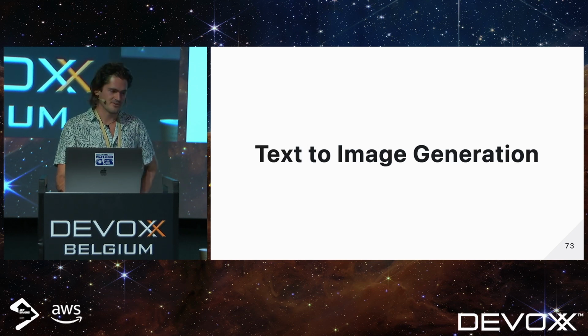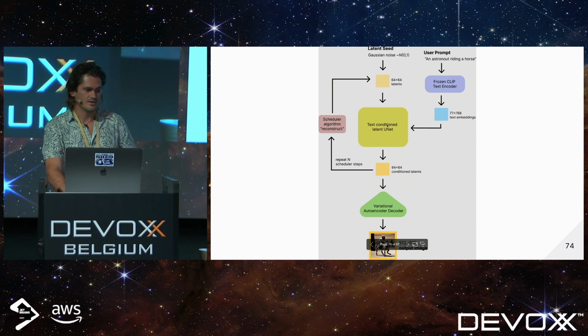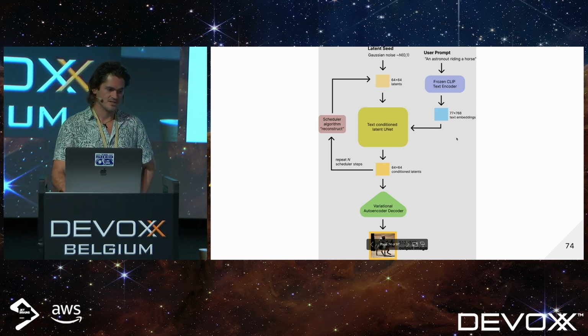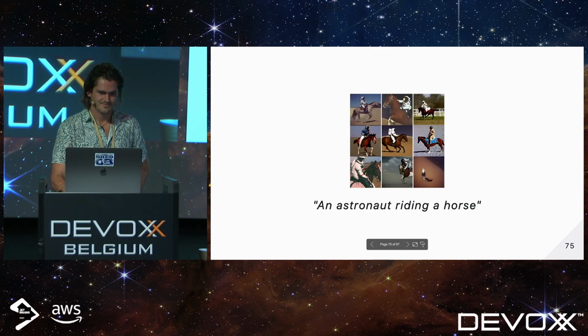So text to image generation is the first one. And so you take a prompt, you feed it through your frozen encoder, you get your text embeddings, you concatenate them to the Gaussian noise in the text conditioned latent UNet, and you feed it through however many times, usually 50 or so, and you run it through the decoder, and now you have an astronaut riding a horse. Yeah, there it is. I just realized this wasn't full screen the whole time.